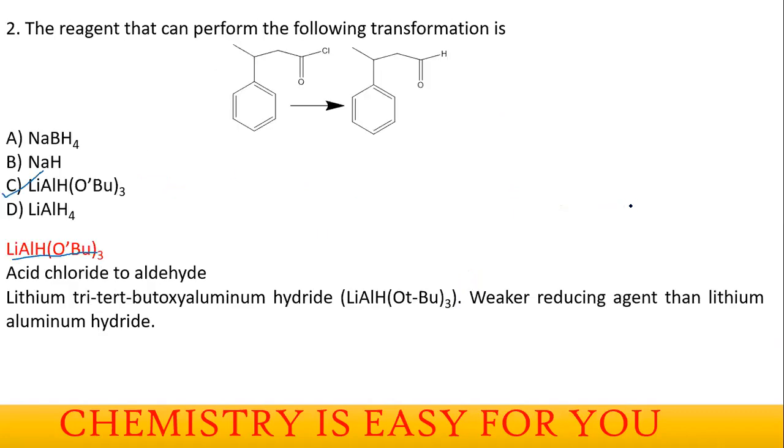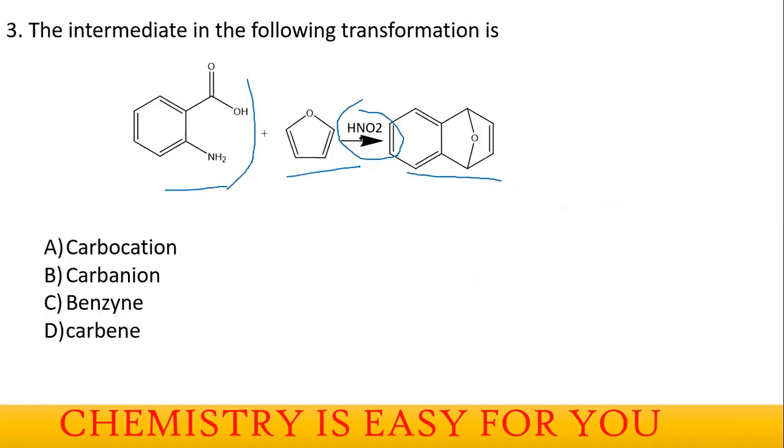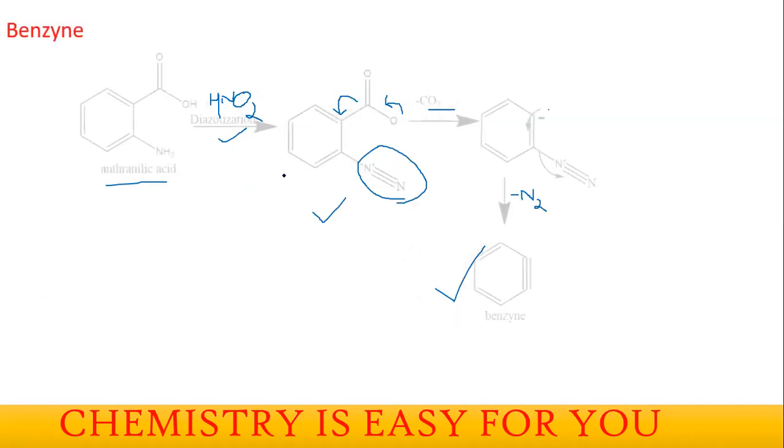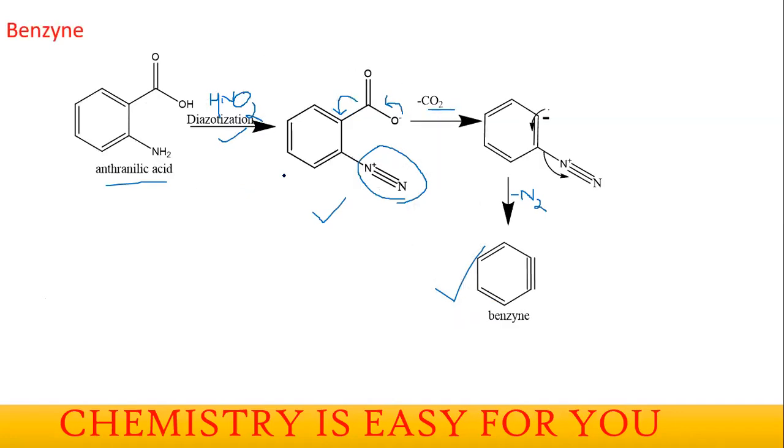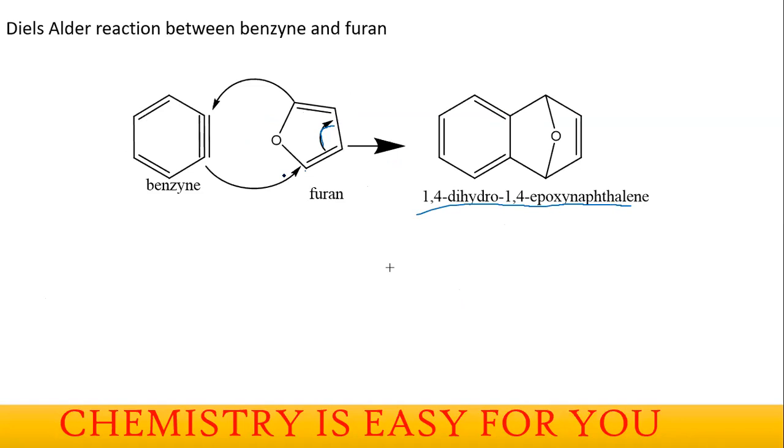So let's see once again. Let's go to the question. See, we got the product. Here two reactions are taking place. At first, the diazotization of anthranilic acid and the intermediate benzene will be formed, and further we will be having the Diels-Alder reaction between benzene and furan to form the product. Please keep these reactions and the names in mind. Please keep the name of the Diels-Alder reaction also in mind. It can be asked in some other way as well.